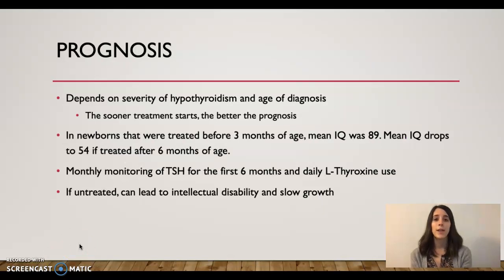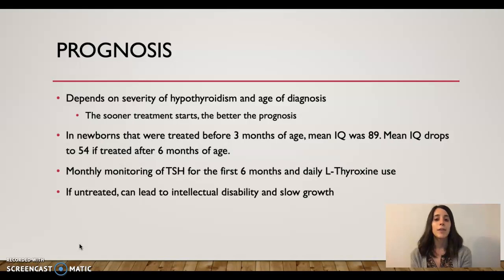And prognosis of CH. So this depends on the severity of the hypothyroidism when the baby was diagnosed. So again, the sooner the treatment starts, the better the prognosis. In newborns that were treated before 3 months of age, the mean IQ was 89. So average, pretty much. But the mean IQ drops significantly to 54 if treated after 6 months of age. And 54 would be considered a cognitive deficiency. It's below 70. So that drops pretty down.